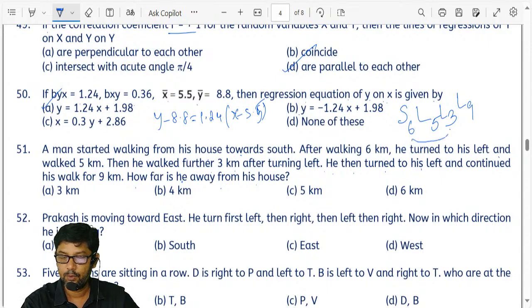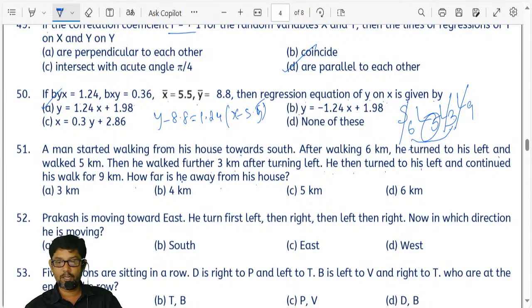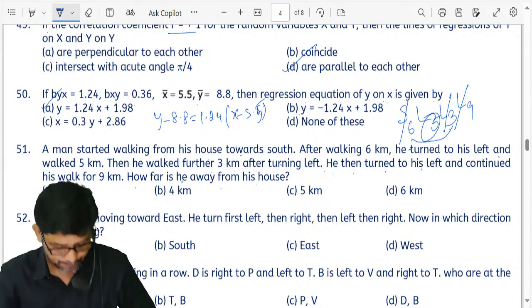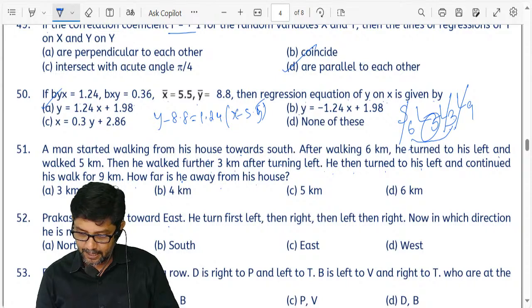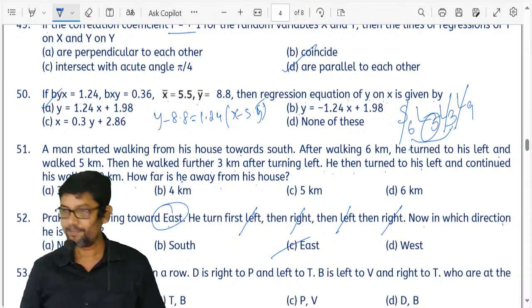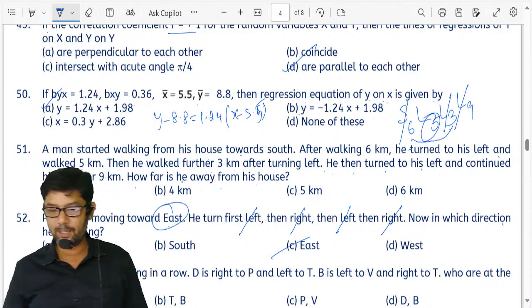See, south, left. 6 plus 3 is 9. South left, another left. Actually, south left is right. Right, left is cancelled. Only 5 is coming. So 5 kilometers will be the right answer. Next. Prakash is moving towards east. Left, right, left, right. In which direction is he moving? Again east only. Left, right, cancel directly. Why should I draw it?